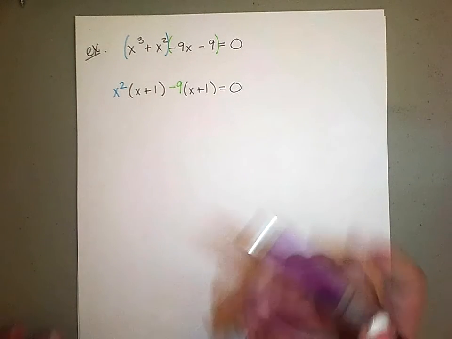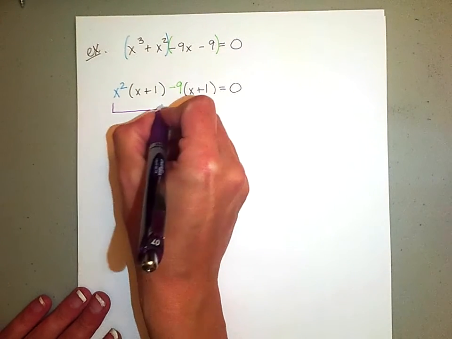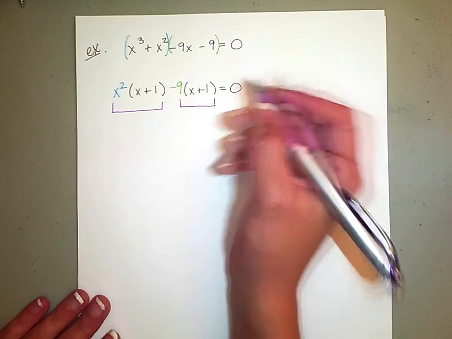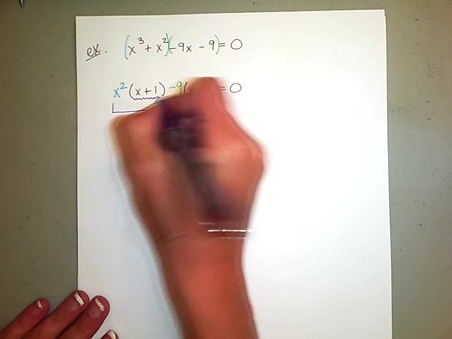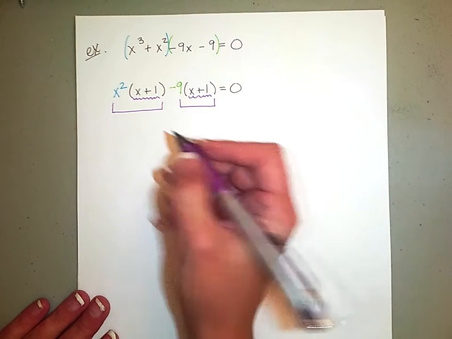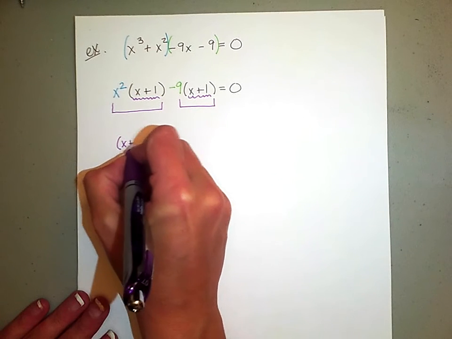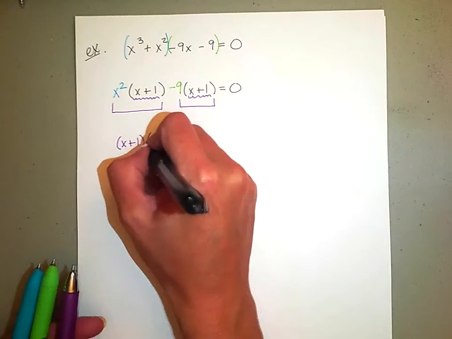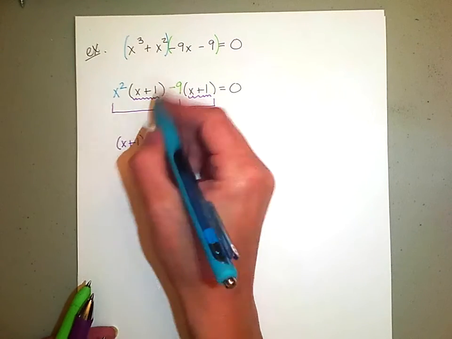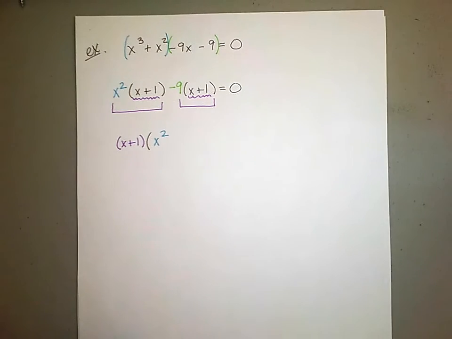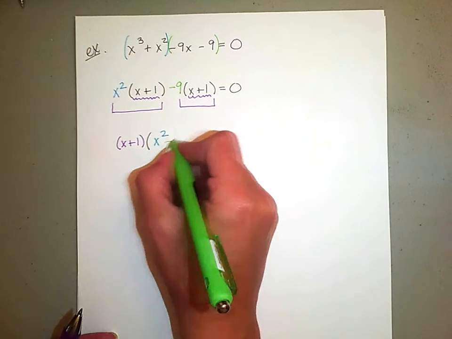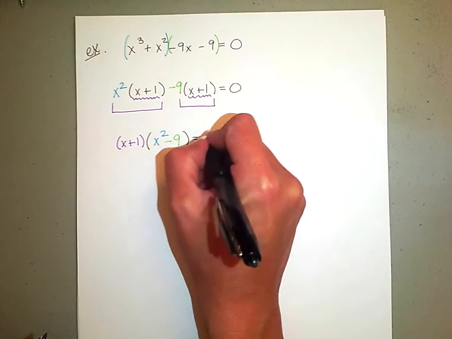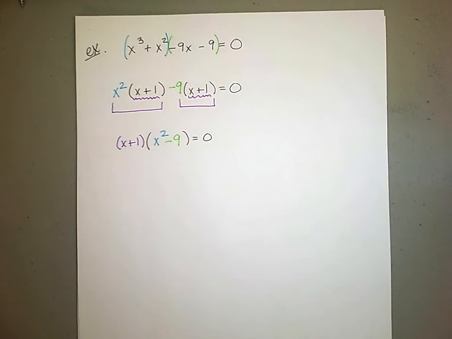So now we have 2 terms. Here's their first term. Here's the second term. And we refactor. Between these 2 terms, there's a greatest common factor of an x plus 1. So I can pull out the x plus 1, which will leave me with an x squared in the first term, and then the minus 9 in the second term. All of that's still equal to 0.